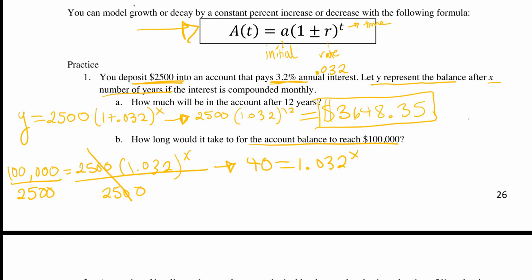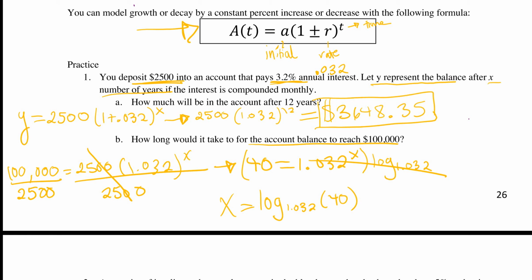Now think about your most recent class and how we brought those variables back down to earth. You have to use a log with a matching base to cancel it out. So on the right, and on the left actually, so let me erase that parentheses, I'm going to use log base 1.032. On the right hand side, that cancels out. On the other side, I get that X equals log base 1.032 of 40.